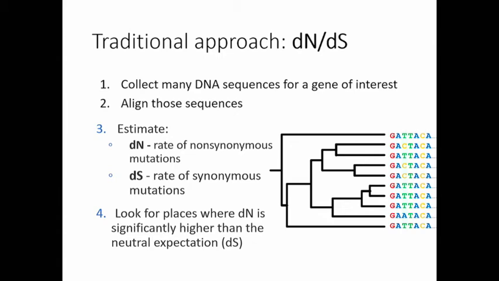In this, what I'm calling the traditional approach, you would collect a bunch of sequences for the gene of interest, align those sequences, then estimate your rate of non-synonymous mutations and your rate of synonymous mutations. Basically, you're looking for places where the ratio of those two is significantly different from your neutral expectation, whether much higher or much lower, depending on if you're looking at directional selection or purifying selection.